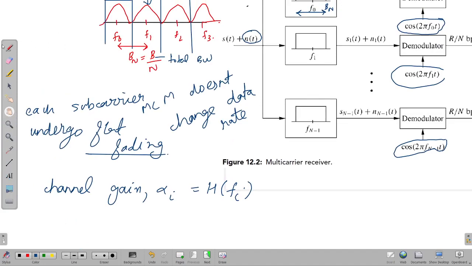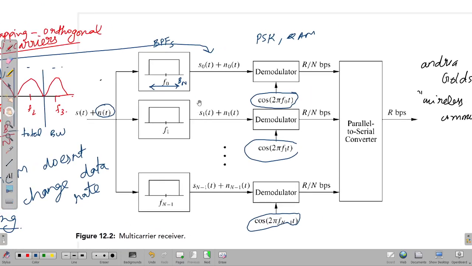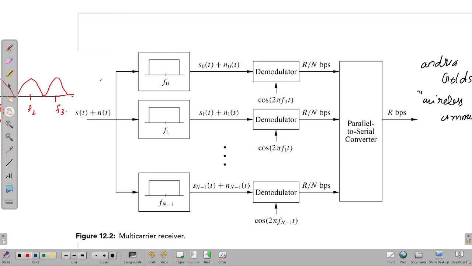Now, in practical implementation, I'll give you some time to take down this diagram. Please take down the diagram, and once you have finished, you can intimate me in the chat box. Okay, sir. All right.